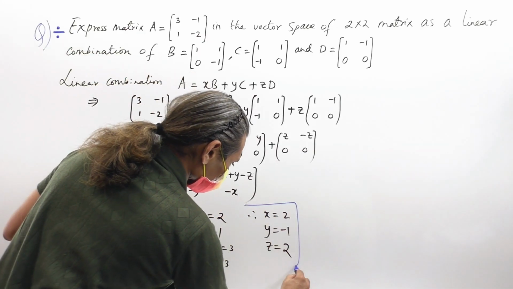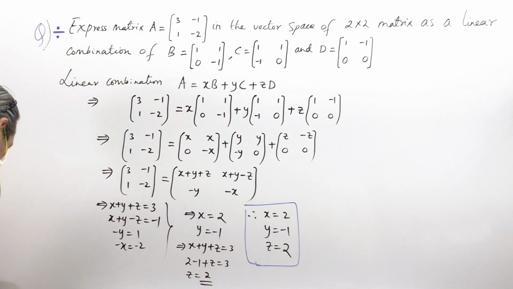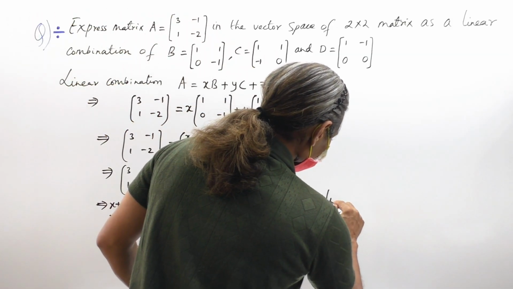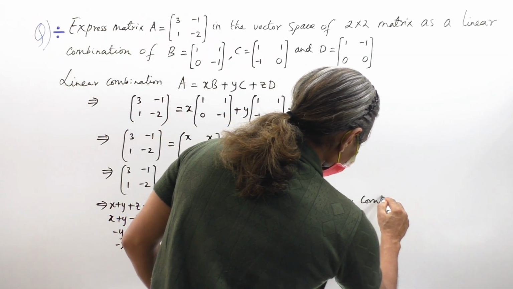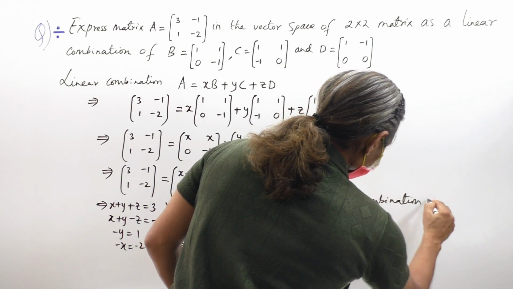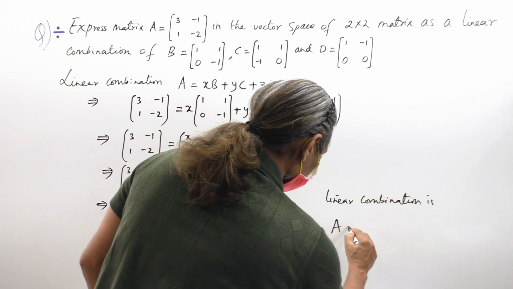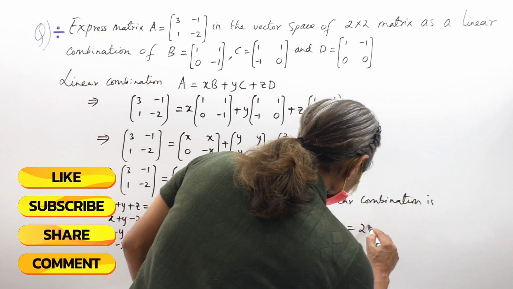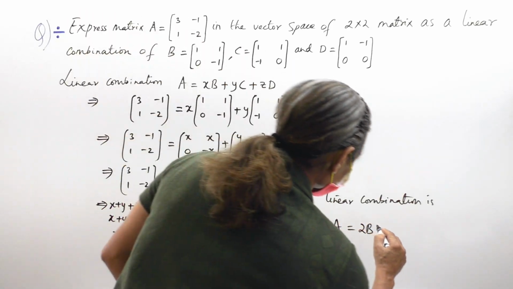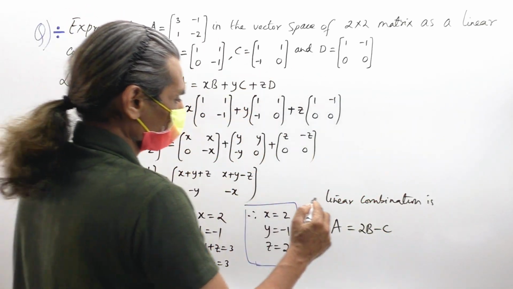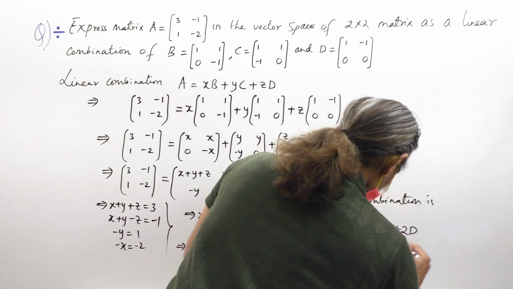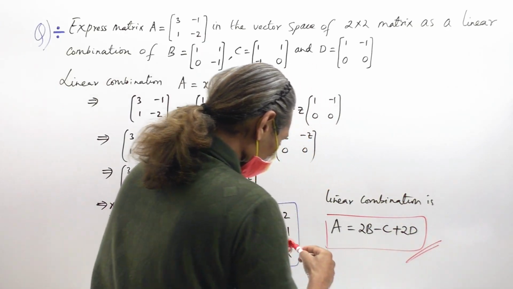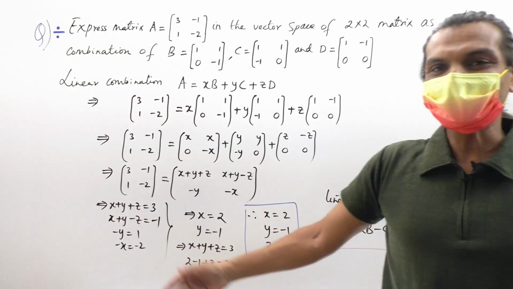Please underline these solutions. Therefore, we can express the matrix A as a linear combination, A equals, what is x? 2B. What is y? Minus 1, so minus C. And z is 2, so plus 2D. That's all. A very, very beautiful answer. That's the solution. See how easy it is.